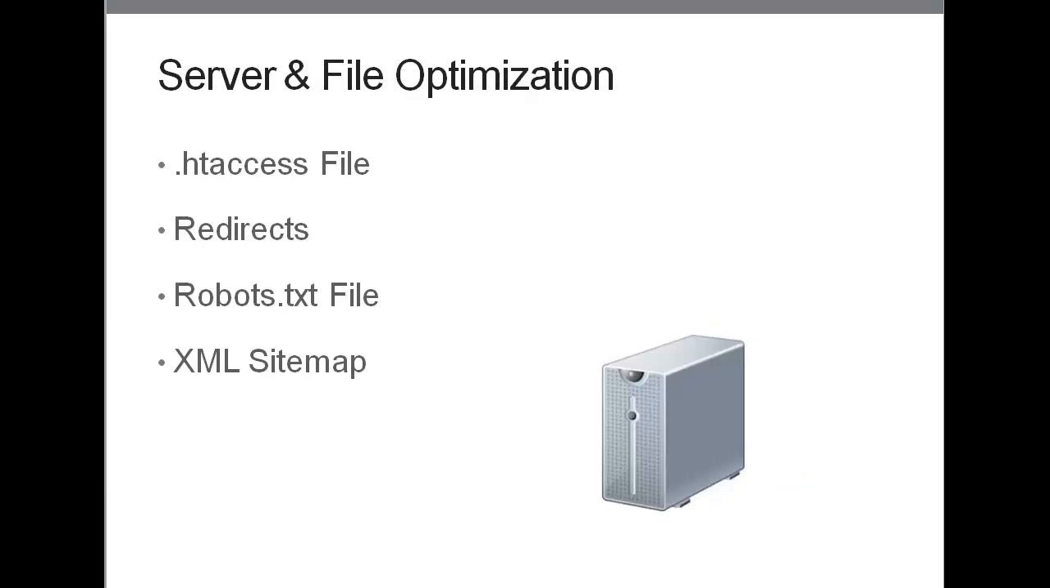We'll also take a look at server and file optimization using the .htaccess file. We'll learn how to do 301 redirects, robots.txt file, which will allow us to block the search engine bots from certain parts of our site, especially the admin parts. We'll create an XML sitemap and also submit it to Google Webmaster Tools.